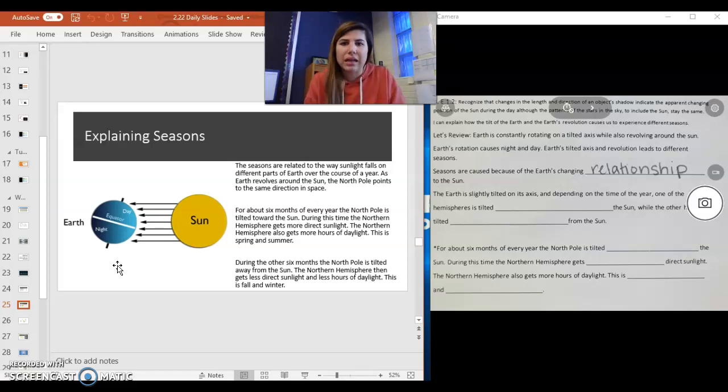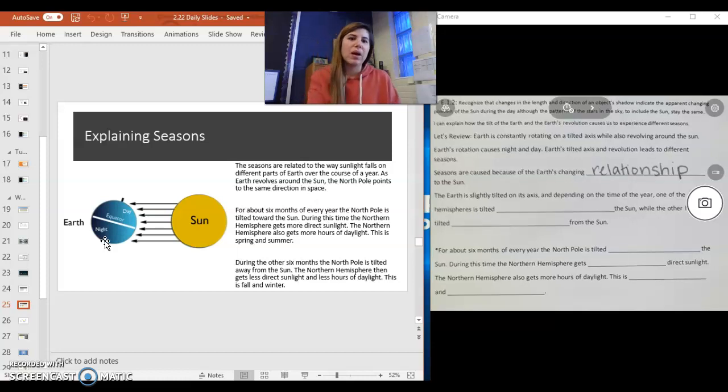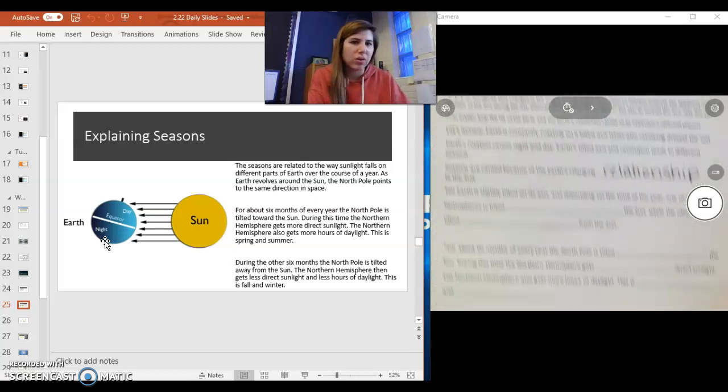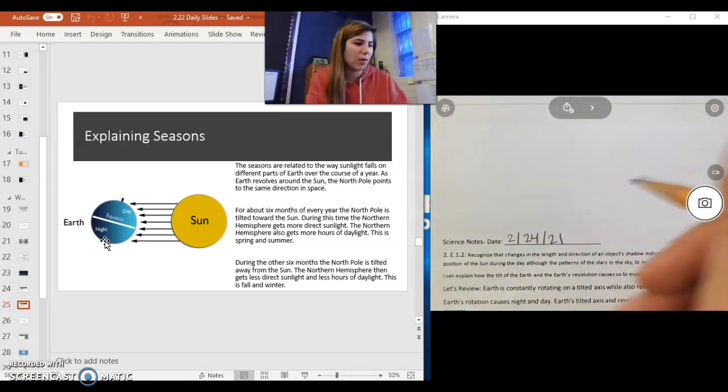So again, just to get a little bit more information, the seasons are related to the way that sunlight falls on different parts of the Earth over the course of a year. As the Earth revolves or goes around the sun, the North Pole is always going to point to the same direction in space. And so what I mean by that is we learned last time, and I'm just going to draw a quick sketch at the top of my paper real quick.